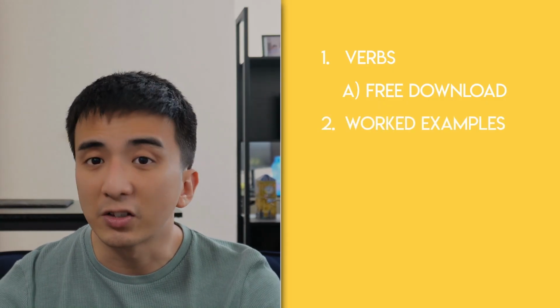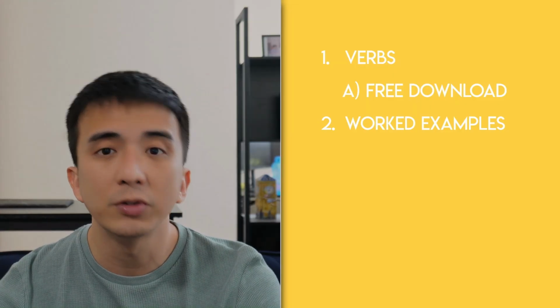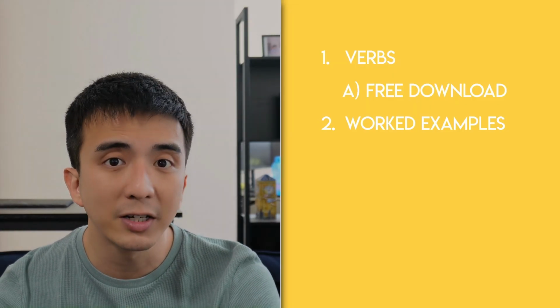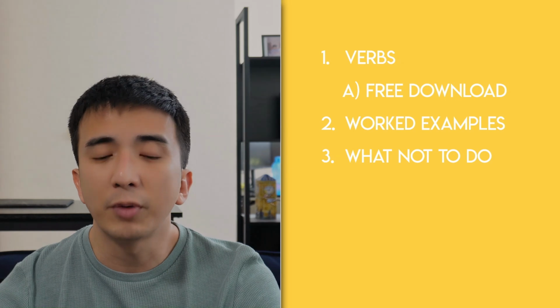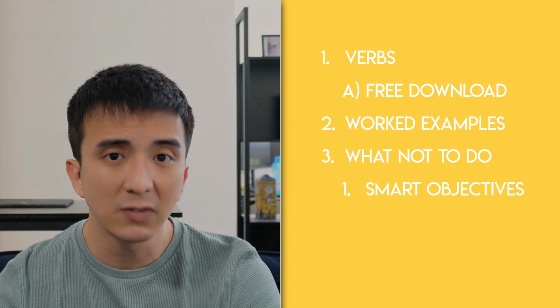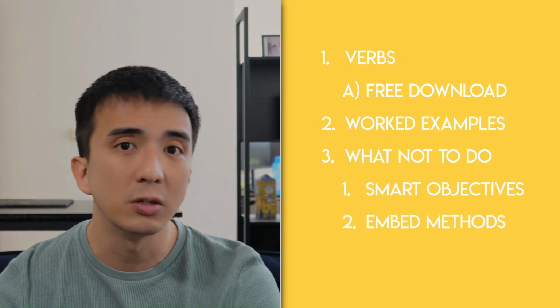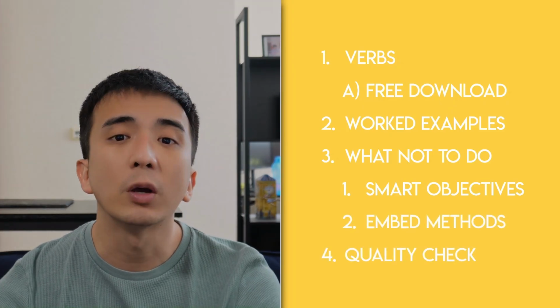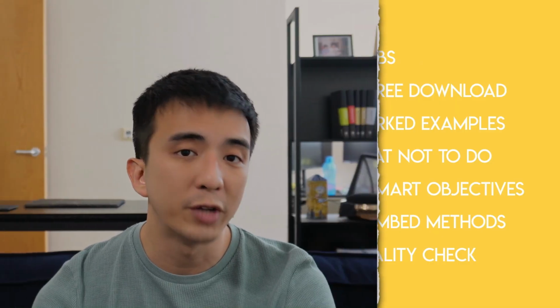I'm going to break this down into 4 parts. First, I'll walk you through the key verbs, what each one promises and when to use it. Then I'll show you the research objective examples, a full set of working examples so you can see how all of this works in practice. Thirdly, I will cover 2 common practices I disagree with: SMART criteria or SMART research objectives, and embedding research methods into the objectives. Finally, I'll give you a quality check to ensure that your objectives actually serve your aim. Let's start with the verbs.